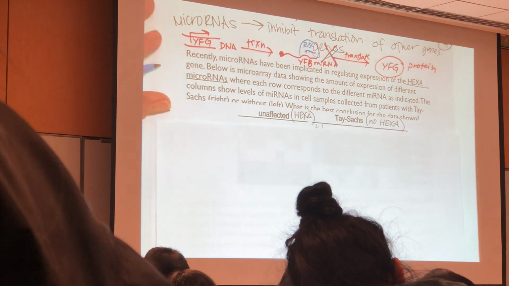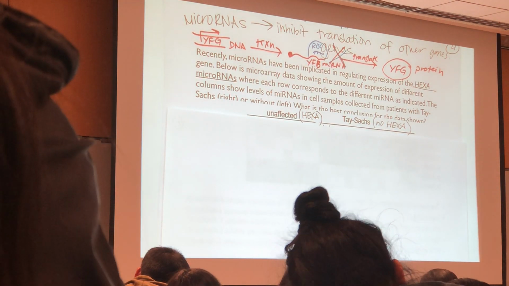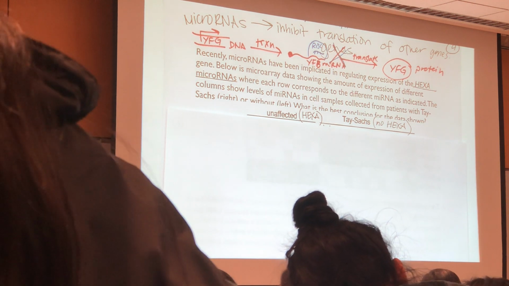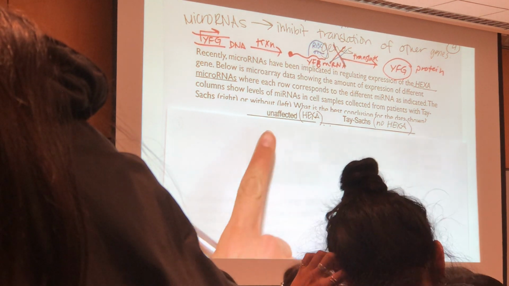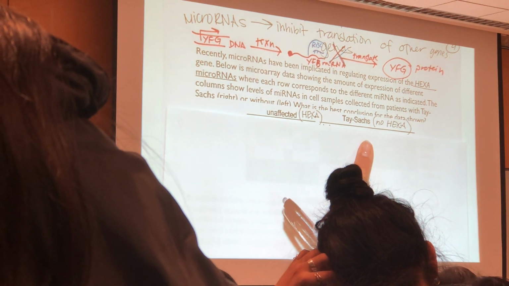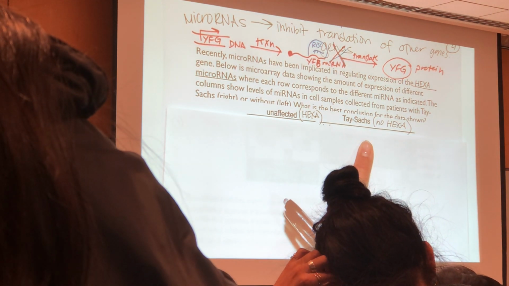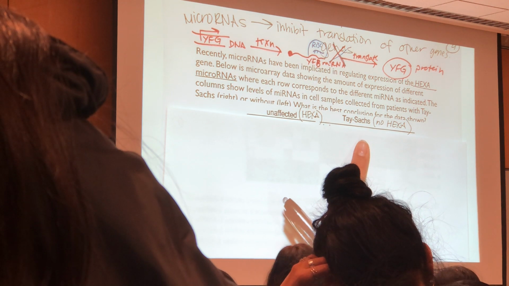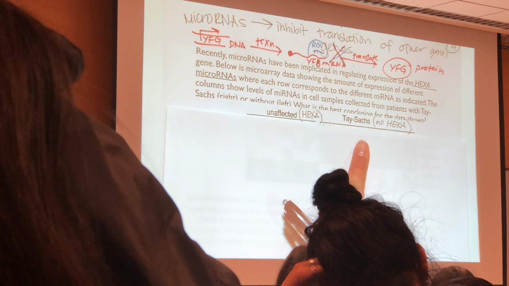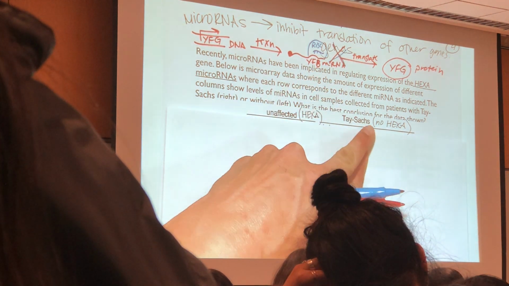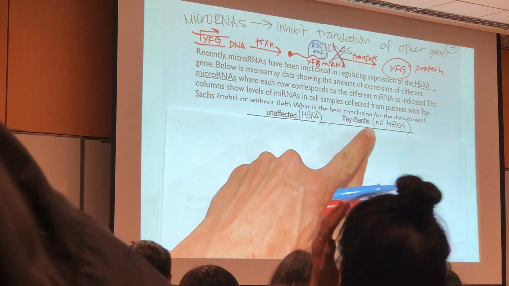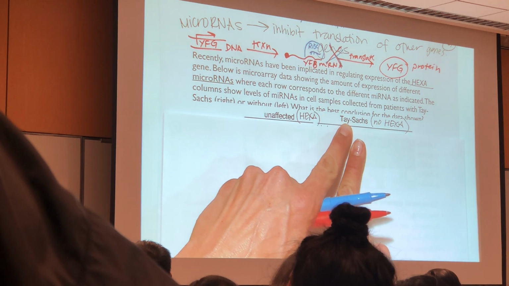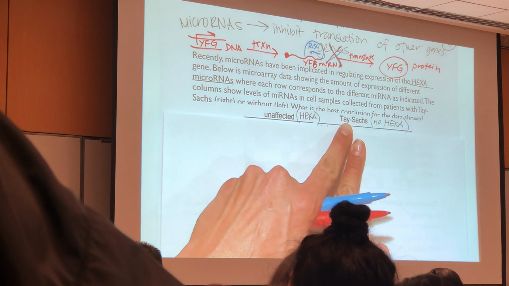So, just based on this alone, a microRNA that regulates hexa, would you expect it to be found in high levels in unaffected patients or patients with Tay-Sachs? Patients with Tay-Sachs, right? High levels of that microRNA means you're not going to get translation of the hexa. You'd have low levels of that protein, and if you have no or low levels of that protein, you have this disease. Questions about that?